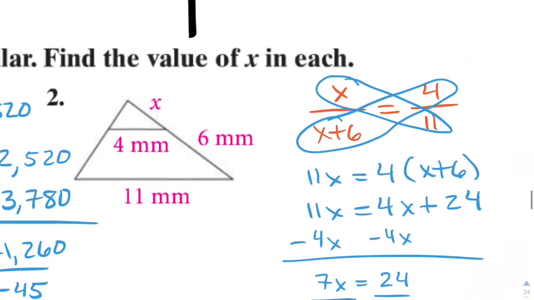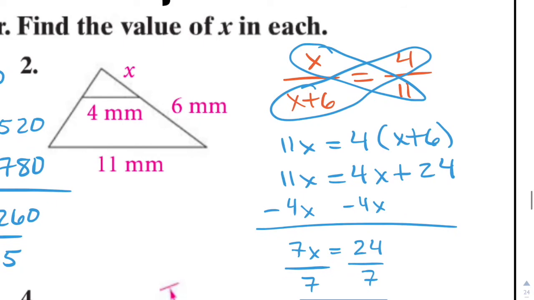Number 2, this one, I did x. So I did this part, x is to x plus 6. So I did the smaller triangle to the larger triangle. Then I had to go back and do the smaller triangle, 4, is to the larger triangle, 11. So x is to 6 as 4 is to 11.